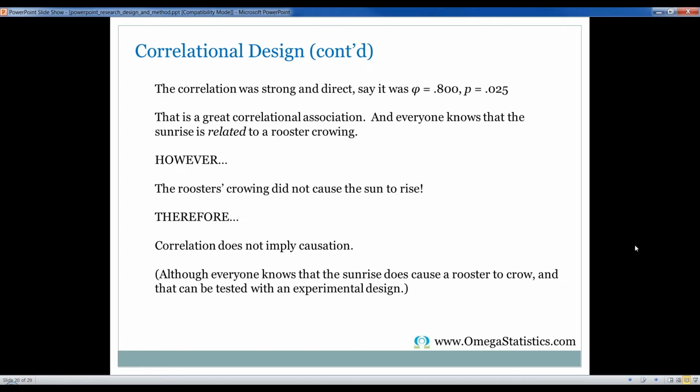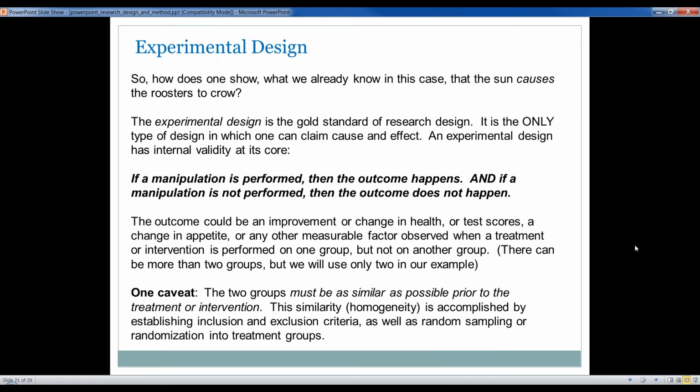So, yeah, correlation does not imply causation. If you want to show some kind of causation, you need to do experimental design. So how does one show what we already know in this case? That the sun causes the roosters to crow, right? We know this, so you wouldn't really be testing for this, but like I said, I'm keeping it simple, so I thought this would be a good example.